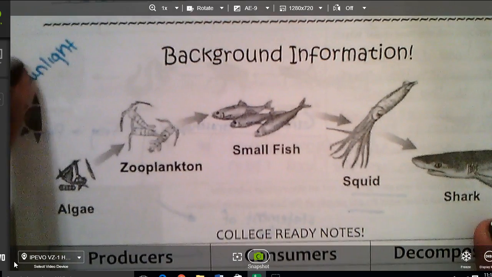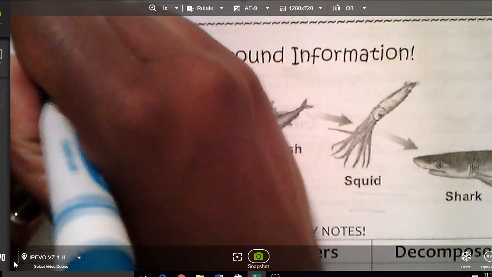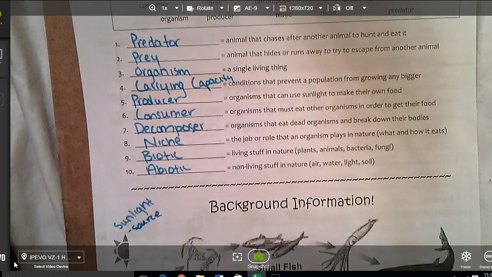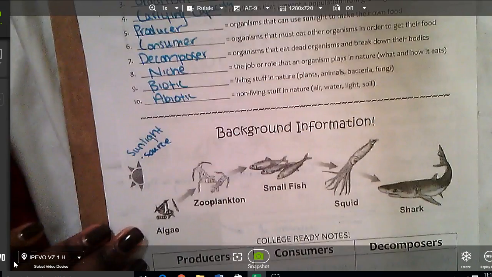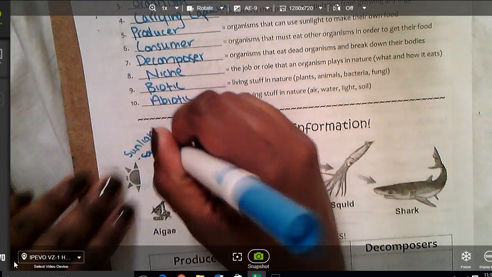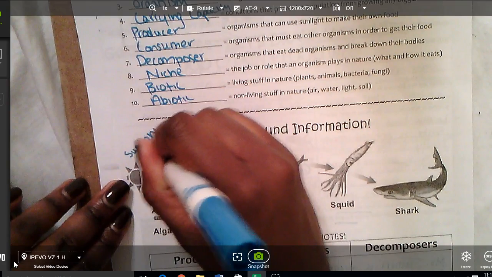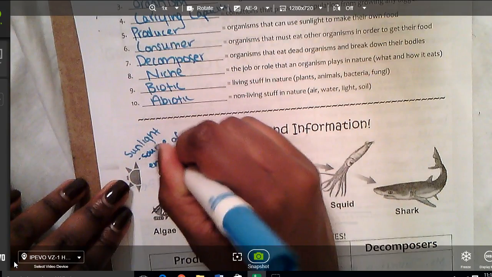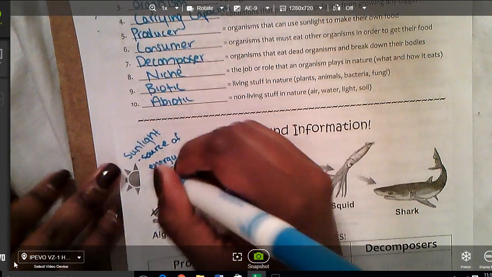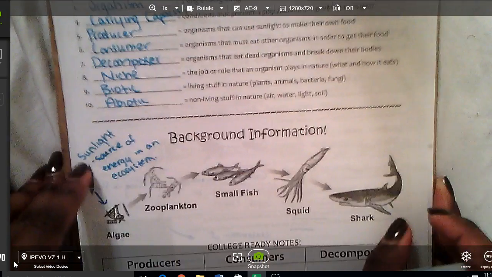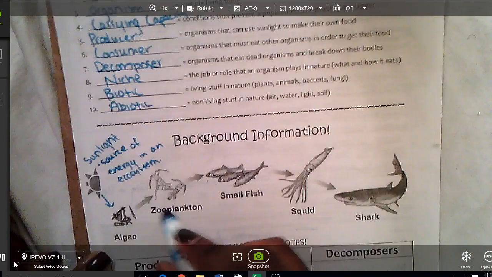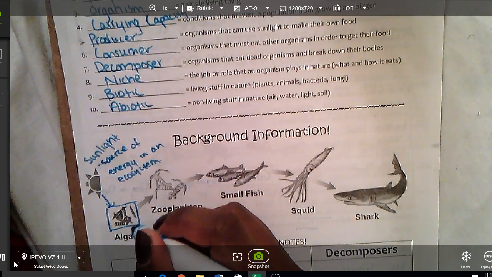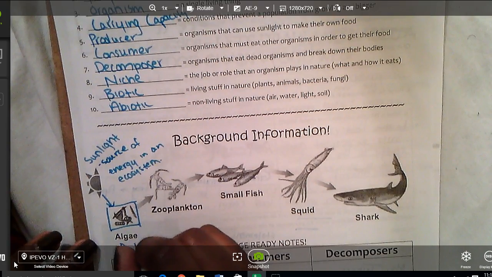So remember we said earlier that sunlight is the source of energy in an ecosystem. We know that sunlight gives energy to producers. Our algae, or whatever organism you see at the beginning of the food chain or beginning of the food web, is always our producer.